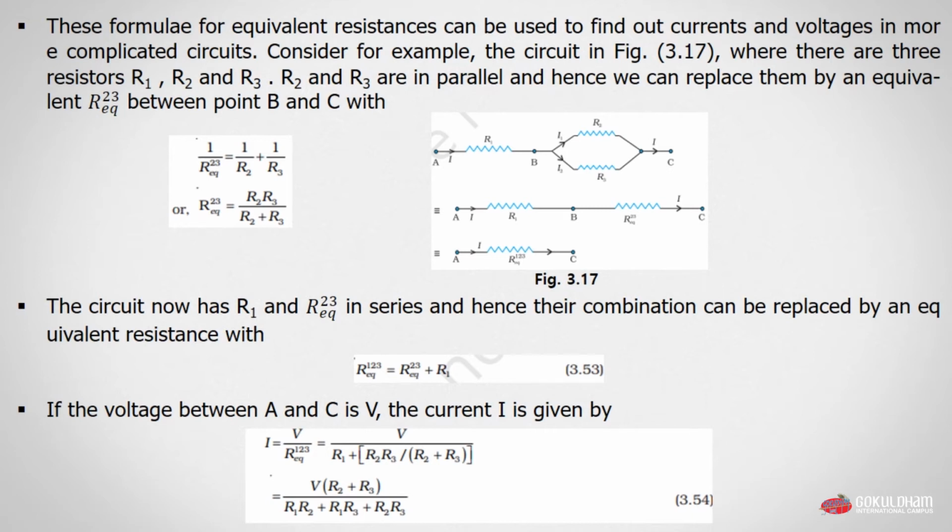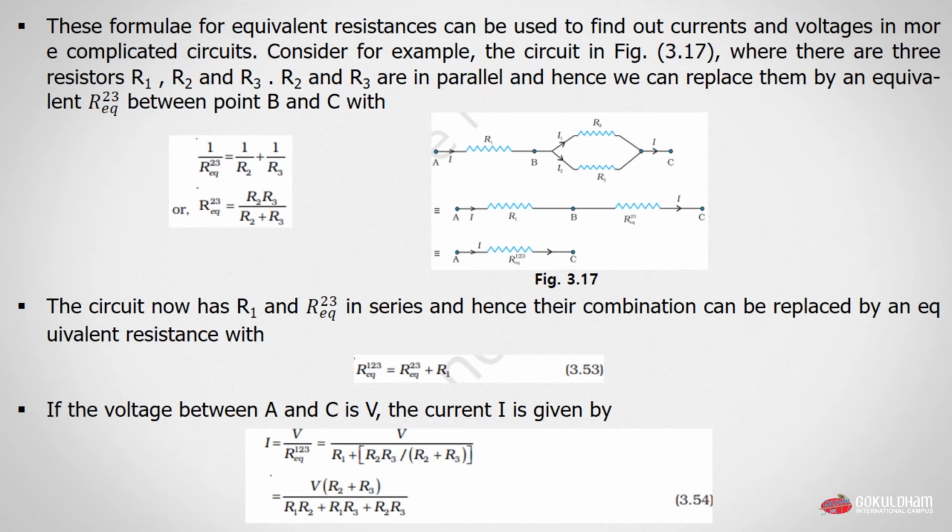Here in the figure, at the top, you can see resistors R1, R2 and R3, and as you know the formula for equivalent resistance is 1 by Req equal to 1 by R1 plus 1 by R2, but here resistors R2 and R3 are connected in parallel, so we take 1 by Req23 equal to 1 by R2 plus 1 by R3. If R1 and R2 were in parallel we would take 1 by R1 plus 1 by R2. We can also say that the equivalent resistance for resistors 2 and 3 is R2 into R3 divided by R2 plus R3.